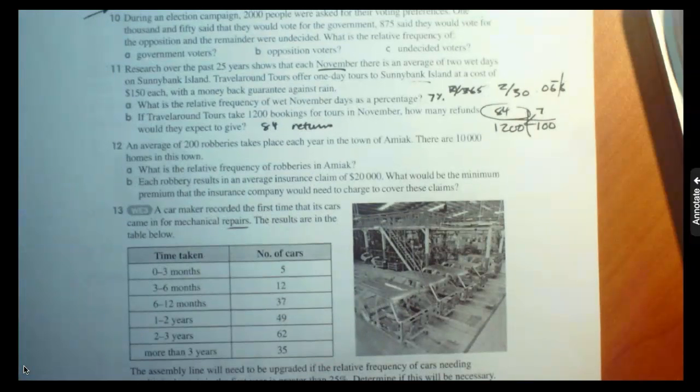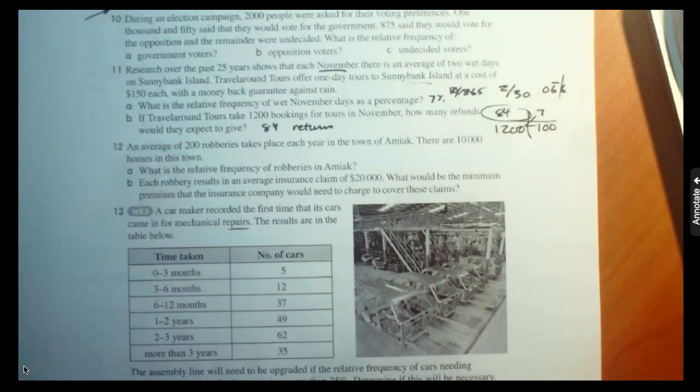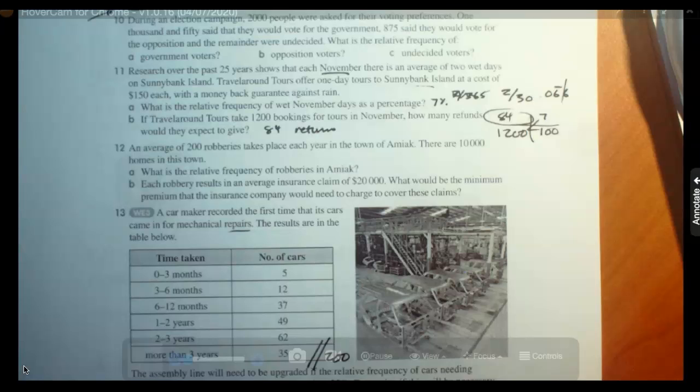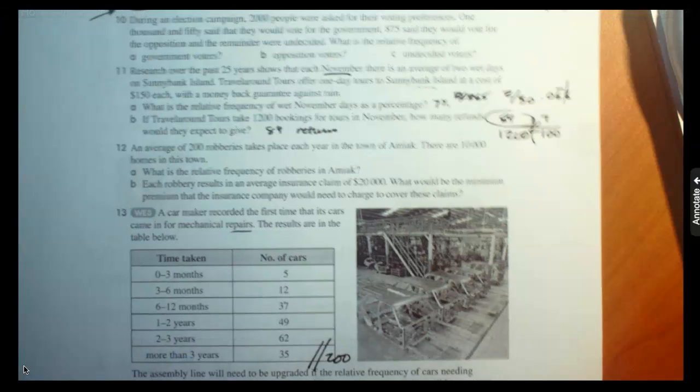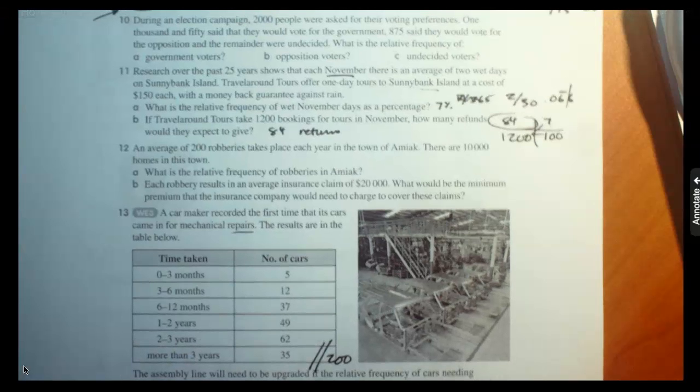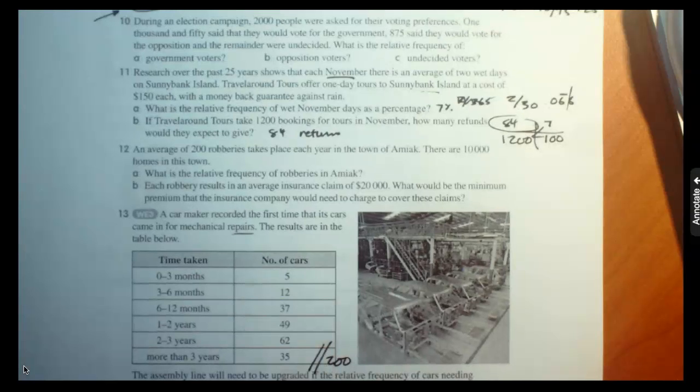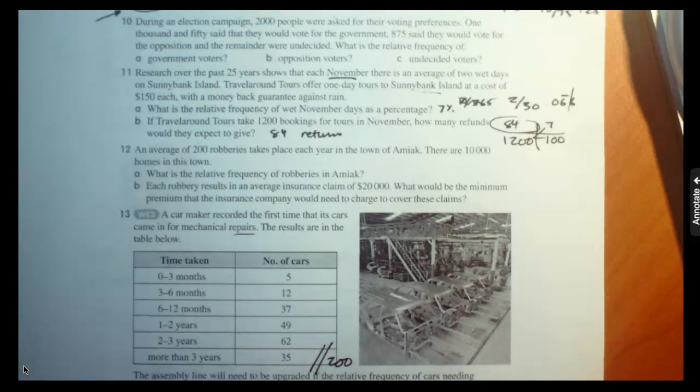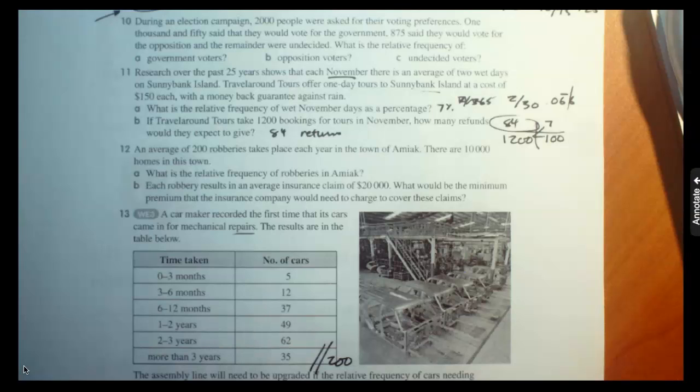The assembly line will need to be upgraded if the relative frequency of cars needing mechanical repair in the first year is greater than 25%. Determine if this will be necessary. Sorry, I just paused there a minute so I could add all those up and not waste your time. So I added all these up, and it looks like there's a total of 200 cars.